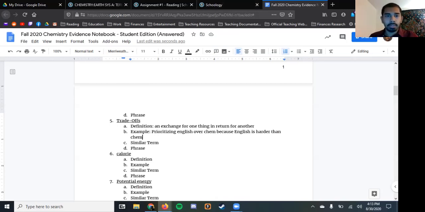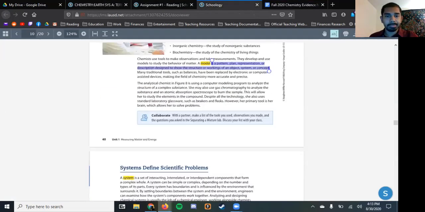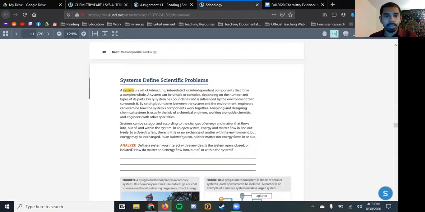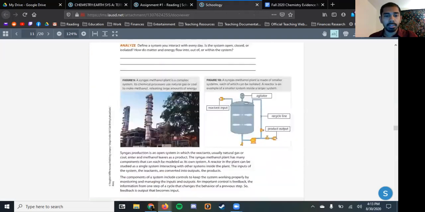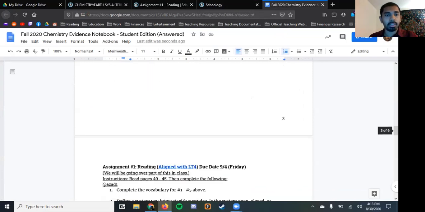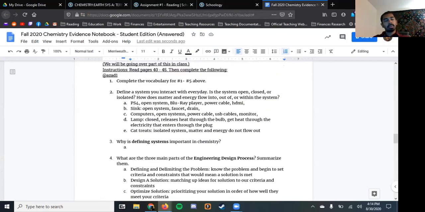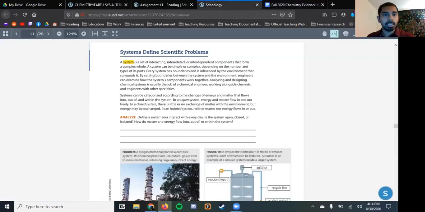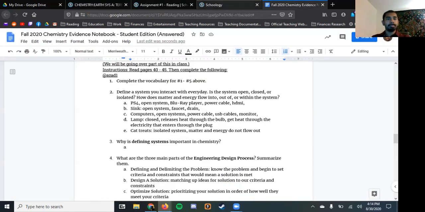Now, all of that was done without looking at the book. But I'll let you know that the book does have those definitions and solid examples of them. It even breaks the system down into several different parts. So we're gonna stay on this page for a bit because the next thing that we're going to talk about is systems. Now, we know that systems are interrelated, interdependent, or interacting components that form a complex whole. And here we have a few examples that the class has thought up of. We have a PS4, sink, computers, a lamp, cat treats. Pretty much anything is a system, right?